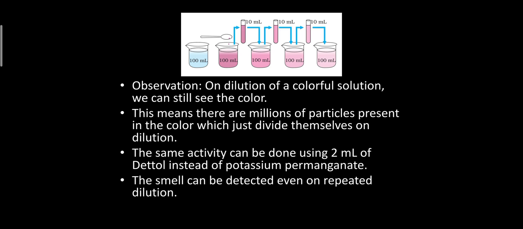After completing all the dilution, we'll see that the millions of particles present in the color divide themselves on dilution. That means from the first beaker till the last beaker, the pink color of the water might get lighter, but still till the last beaker that pink color will remain. This shows that particles of matter are very, very small. In fact, if we use Dettol or any perfume instead of potassium permanganate, we can even detect the smell by repeated dilution. This proves that particles of matter are very, very small and they can pass on through one process to another.